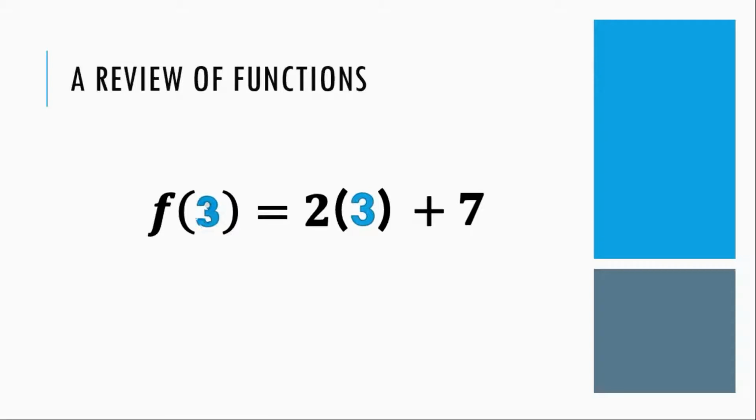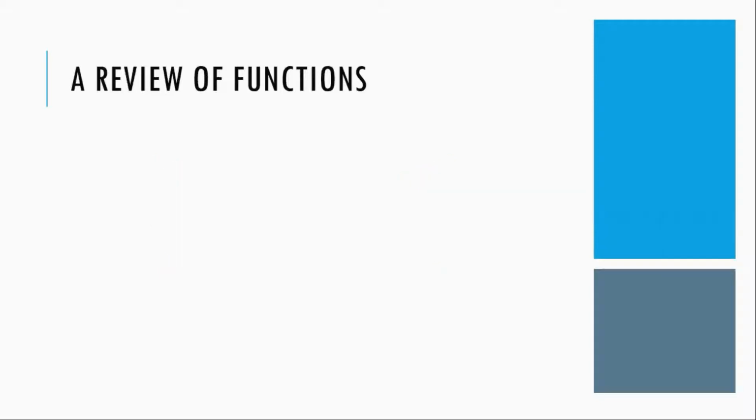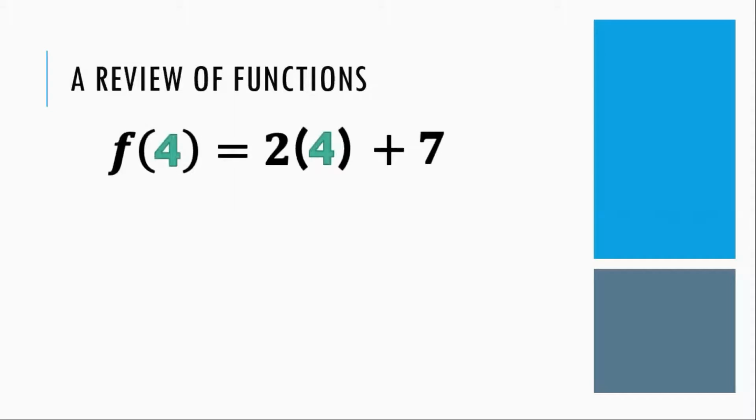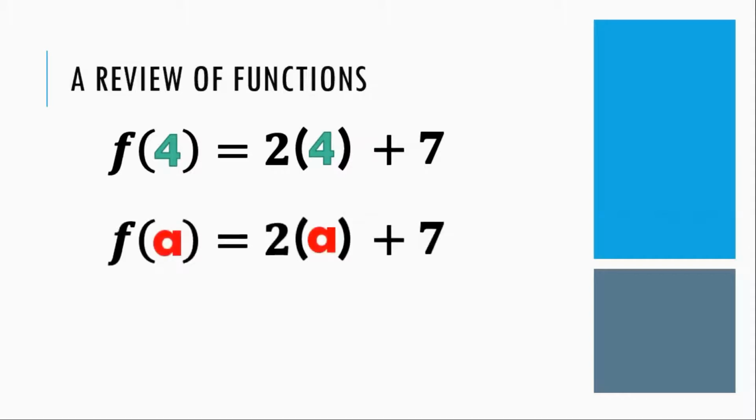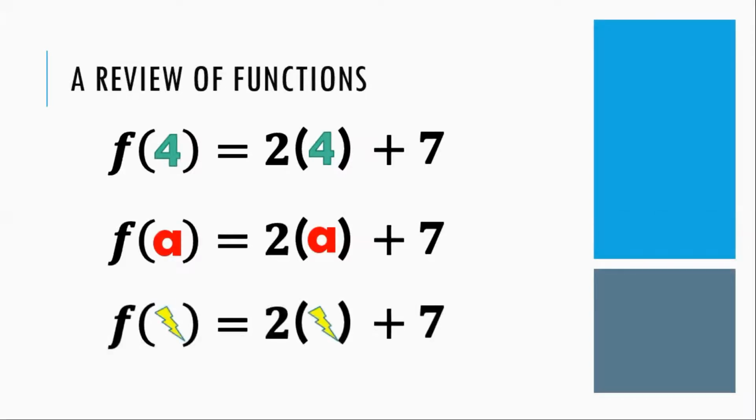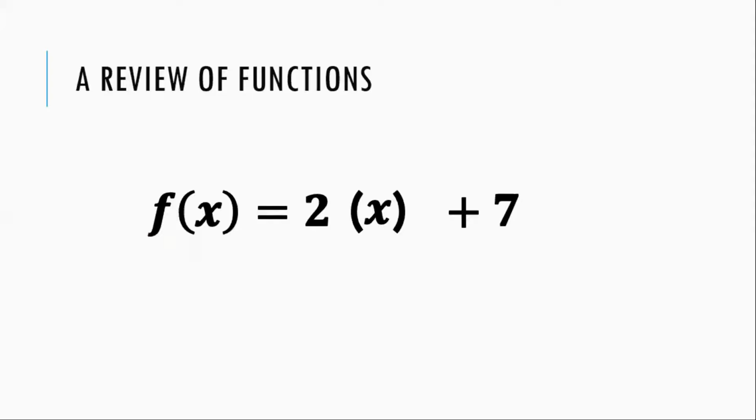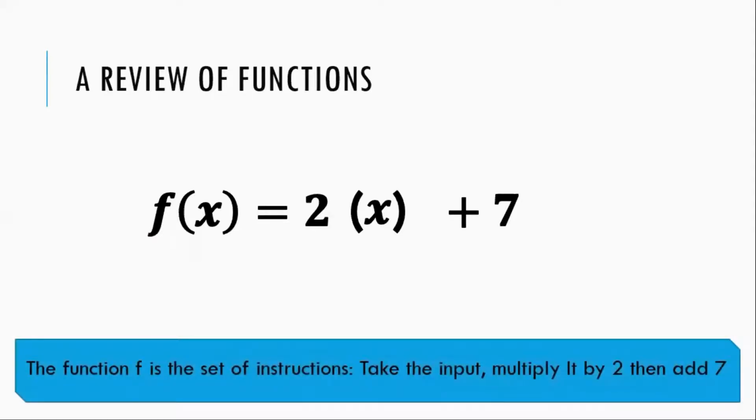This is why we get frustrated when students write things like f of x is equal to 2 times 3 plus 7. No, we want the inputs to match. So we can evaluate f for values such as 4. f of 4 equals 2 times 4 plus 7. We can evaluate it for variables. f of a is equal to 2 times a plus 7. We can evaluate it for things like a lightning bolt. f of lightning bolt is 2 times lightning bolt plus 7. The lightning bolt is a silly example, but it gets the point across. That is that f, the function f, is the set of instructions: take the input, double it, then add 7.